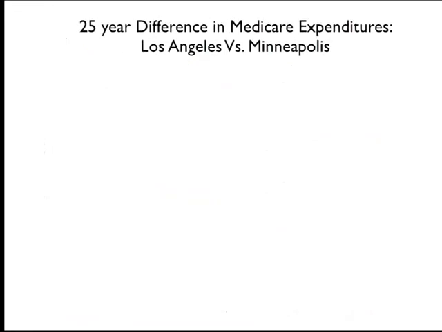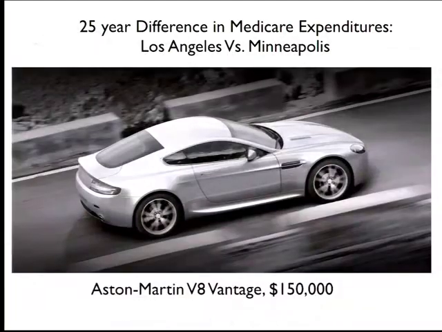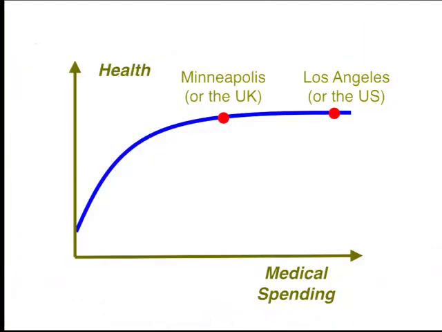So if you want to visualize what the cost difference is between some of these high spending and low spending regions over 25 years, it would be in the range of $150,000. So you could potentially buy a pretty nice car for that much. This is again on a per enrollee basis, and this is expected cost. So this isn't for somebody who gets a particularly expensive disease. This is just a mixture of people who are relatively healthy and relatively sick.